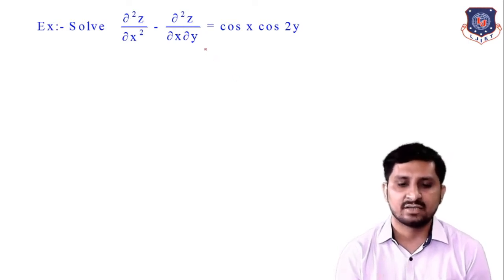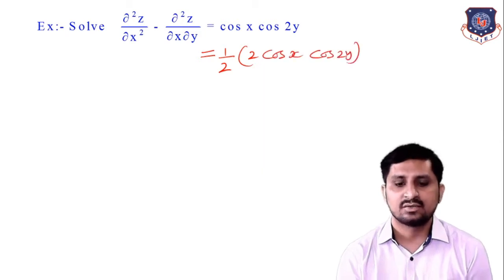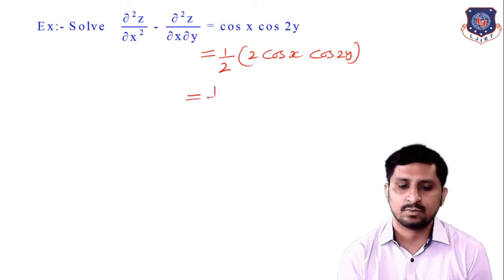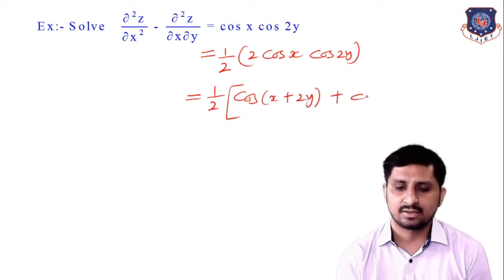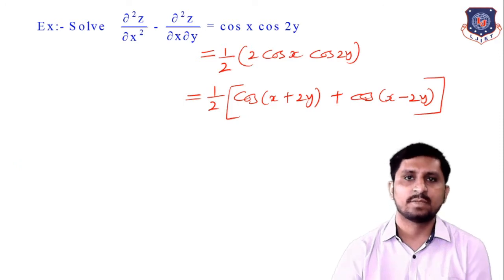First of all, I convert this function into this form. As you all know, I multiply by 2 and divide by 2. So this is 2 cos x into cos 2y, which can be written as 1 by 2 times (cos(x + 2y) plus cos(x minus 2y)). Now we first have to find the complementary function.